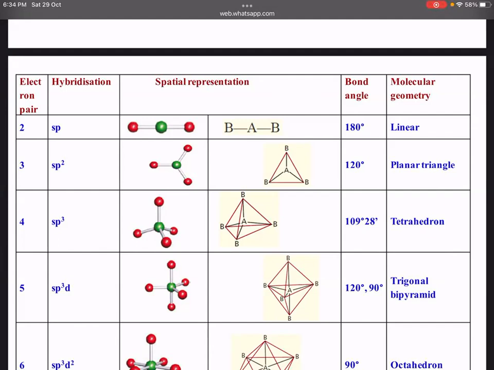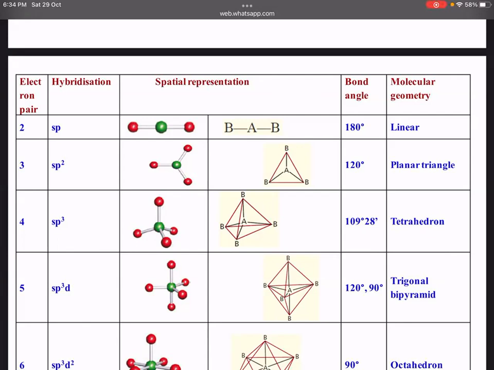So first they check with valence bond theory. What does it say? You take the atom, and if it has an unpaired electron, it will combine, pair, and form a bond. This is what valence bond theory says. But take beryllium. What is the electronic configuration of beryllium? 1s2, 2s2. The s orbital is completely filled. As per valence bond theory, beryllium does not form compounds.